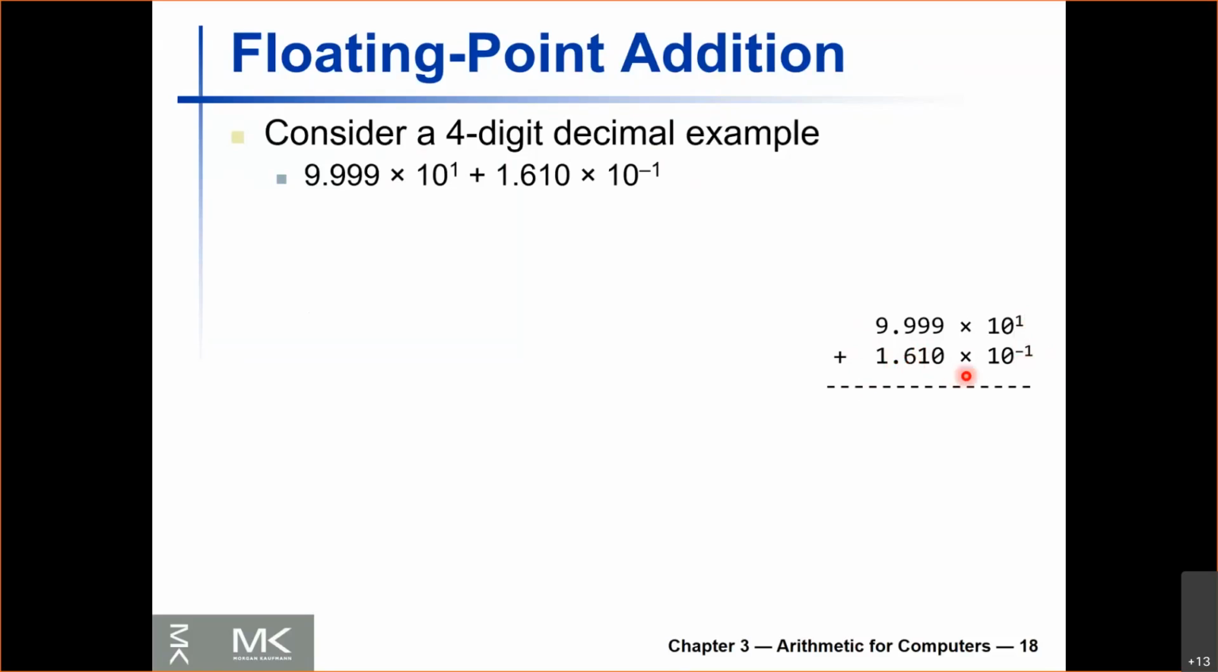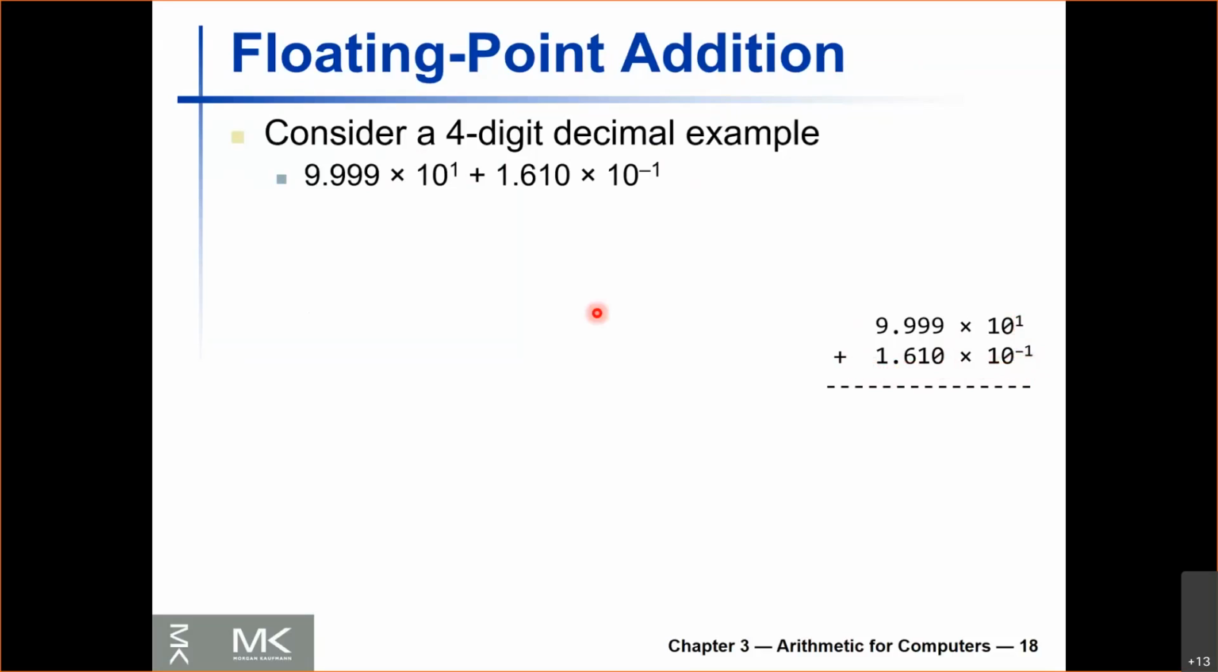Okay, and what that means is I'm going to take one number and shift it so that it has the same exponent. And usually what we do is we will shift the smaller number and align it to the larger number. So here, if I'm adding these two numbers, I will shift the smaller number, which is 1.61 times 10 to the power minus 1. I want both of these to be 10 to the power 1. So I'm going to shift this decimal point twice to the left so that this 10 to the minus 1 becomes 10 to the power 1.